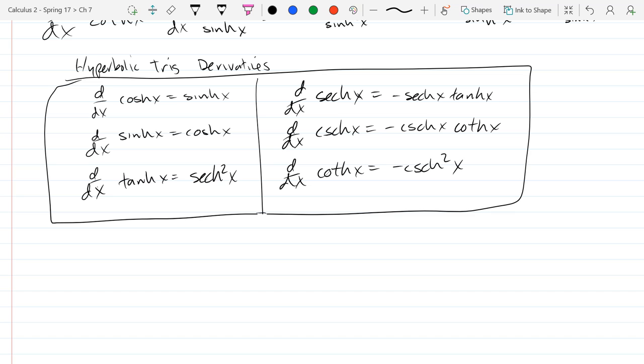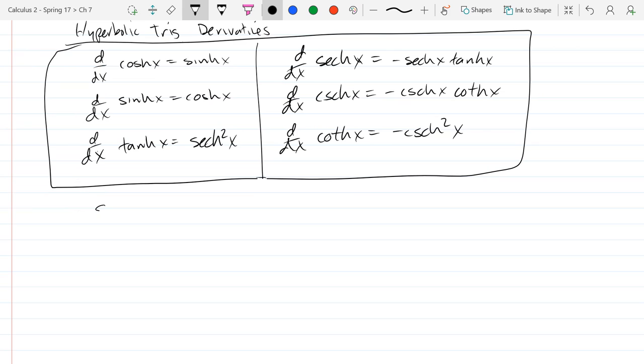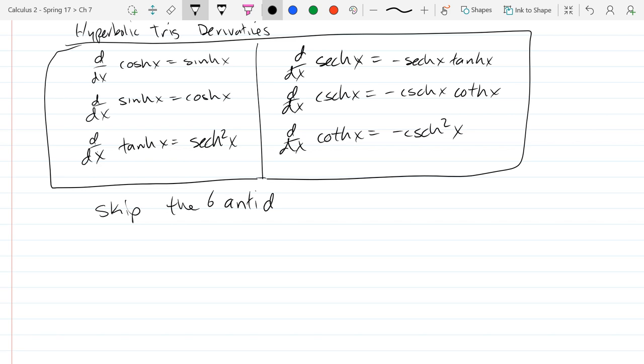So I could write down some antiderivative formulas from these, but I'm not going to. The reason is I'm not going to give you problems that explicitly have hyperbolic sines and cosines in them. There are 6 antiderivatives that go with this, but I'm not going to give you problems that have to do with hyperbolic trig antiderivatives. So I'm going to skip the 6 antiderivatives we would get here.